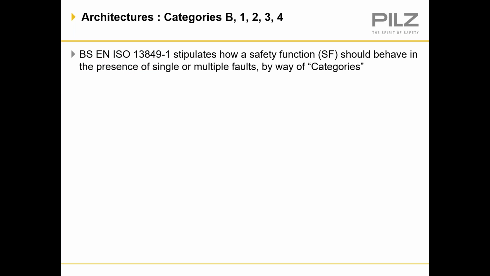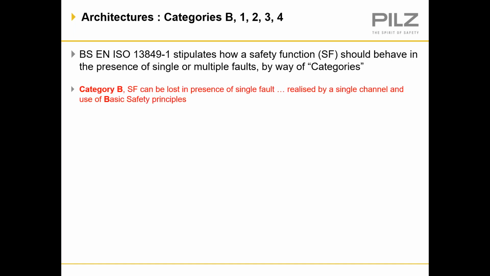So, architectures. BS EN ISO 13849 stipulates how a safety function should behave in the presence of a single or multiple faults by way of categories. Category B: the safety function can be lost in the presence of a single fault, realized by a single channel and use of basic safety principles.